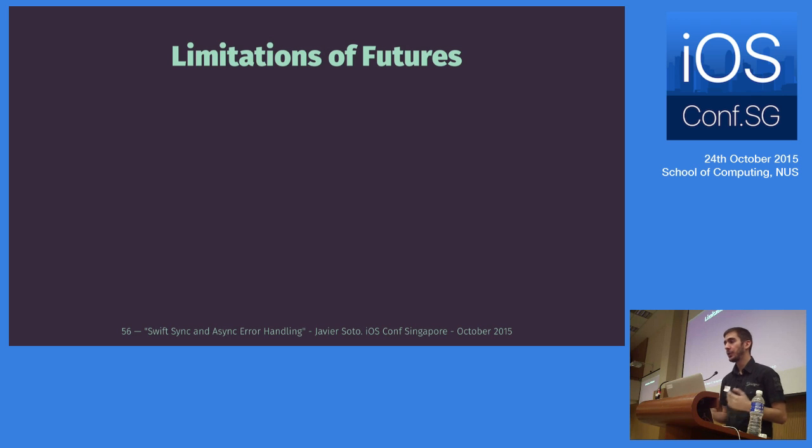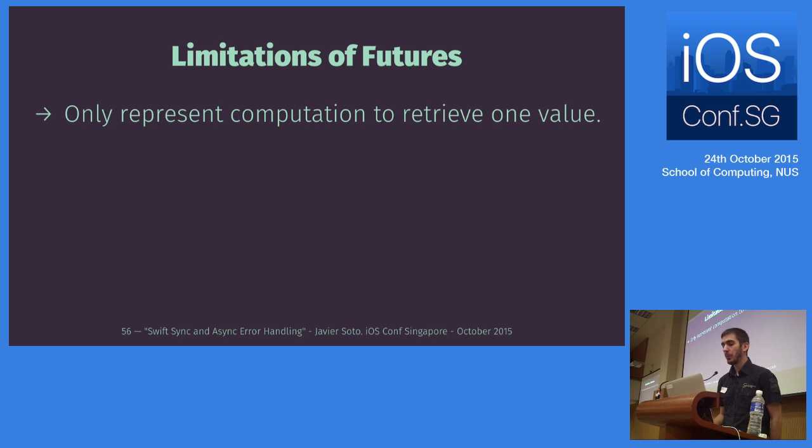Okay, so now that I've shown Futures, I want to mention a couple of things that I've learned in the past year. I've seen many Swift Future implementations on GitHub, and while they're great, I think when you're building an application, you run into so many use cases that you quickly run into limitations of them. I think they're a very useful abstraction and can help you improve your asynchronous code, but they don't work everywhere. More importantly, they only represent computation to retrieve one value.